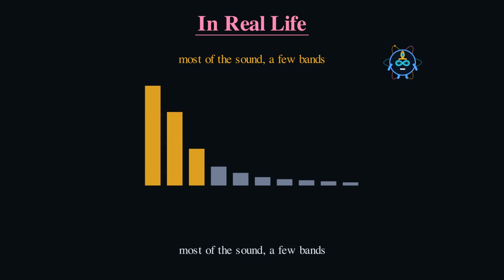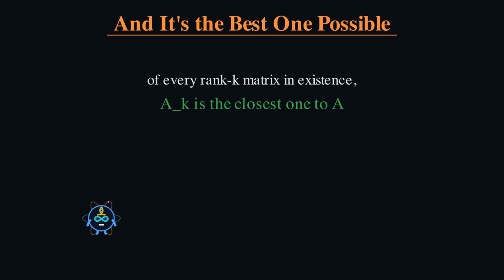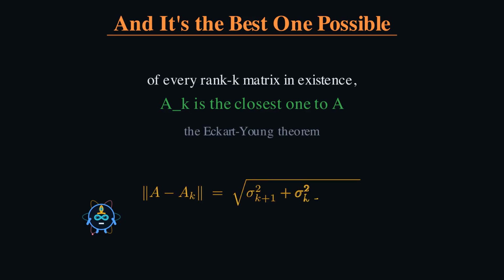The singular values are that equalizer for a matrix. And here is the part that makes this a theorem rather than a trick. Out of every possible rank K matrix in existence, this one, the one you get by just truncating the sum, is the closest to the original. Nothing else is nearer. It is called the Eckart-Young theorem, and it even tells you the error in advance. It is exactly the singular values you threw away, which is why dropping tiny ones costs you so little.